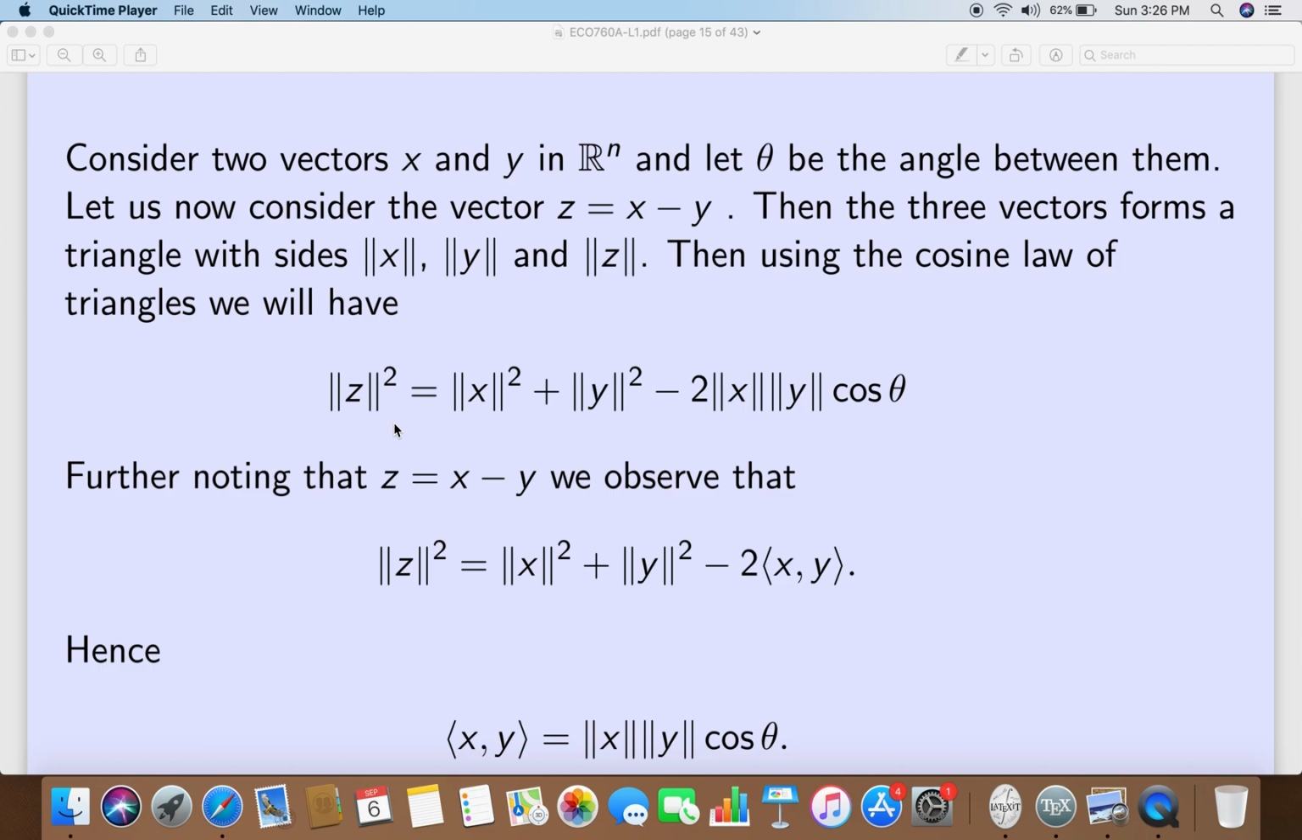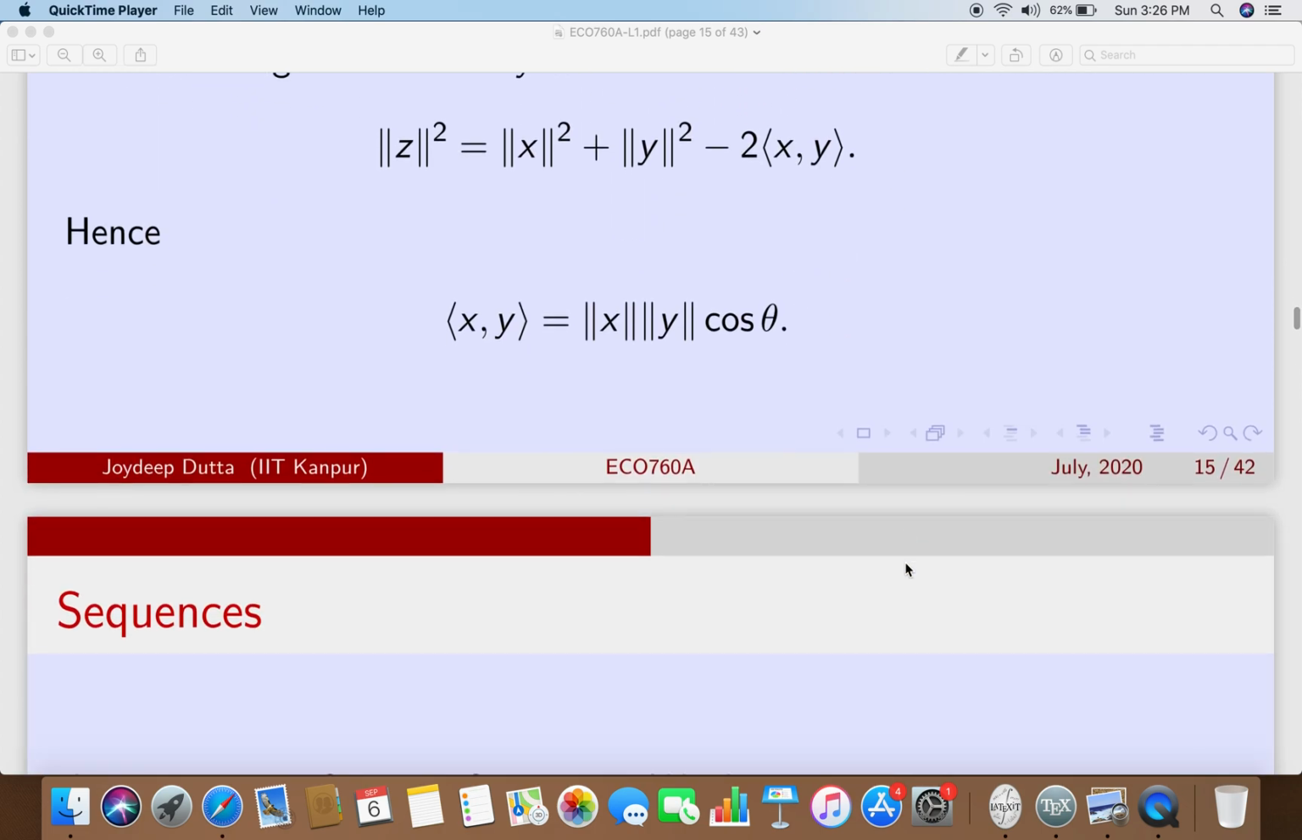So norm of z whole square is nothing but the inner product of x minus y with x minus y. And when you expand that, you will get norm x square plus norm y square minus 2 times the inner product xy. So now if you look at these two equations, both are equal to norm z square. So if you equate them, these terms cancel off, and you get the inner product xy is equal to norm x into norm y into cos theta, and that's it.